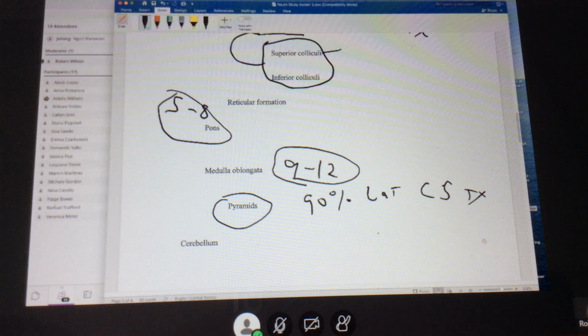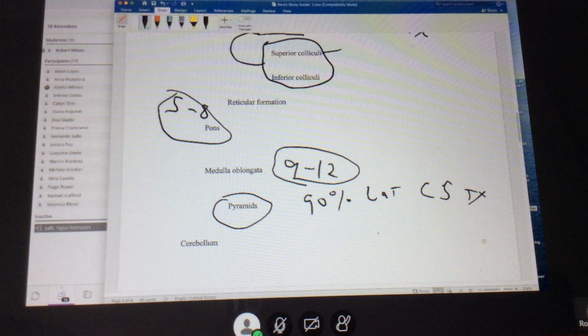Also in the medulla, which I don't have on here, and I'll update this, I'm going to resend it. You have, and this was on the quiz question, the nucleus gracilis and the nucleus cuneatus. This is the second order sensory for vibratory, proprioception and fine touch from the dorsal columns, posterior columns. From there, they're going to project to the thalamus. So the second order for the dorsal columns.